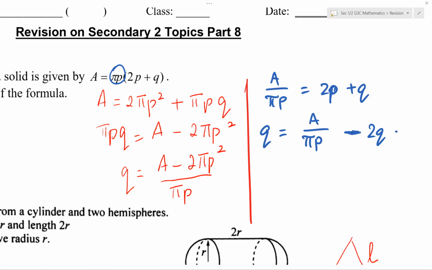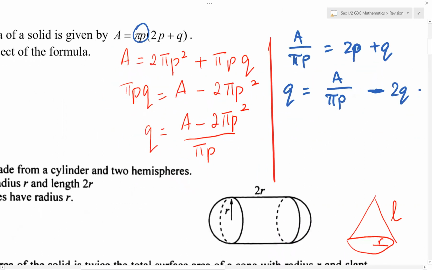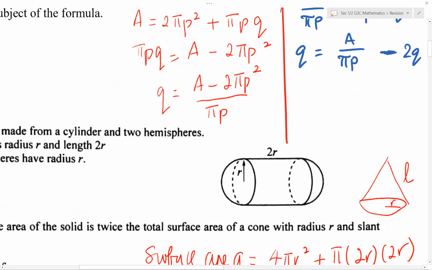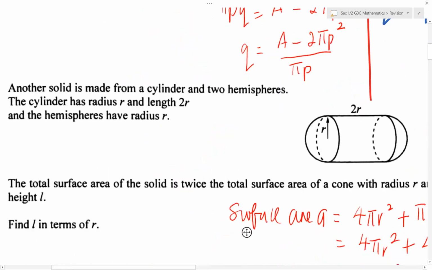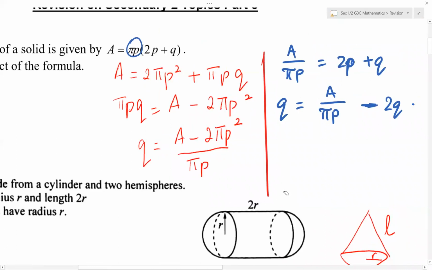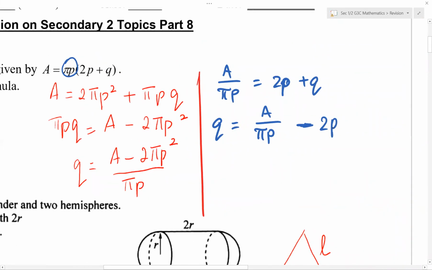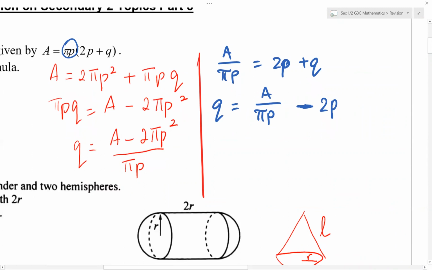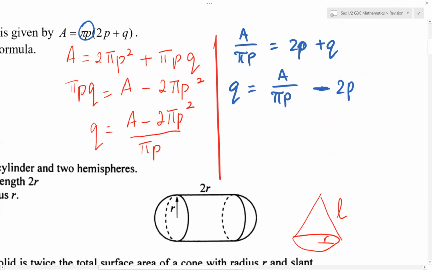Okay, so next one. Sorry, it's minus 2P. Like this, okay? It cannot have P, cannot have Q on both sides. Then that's not making Q the subject already. Okay, next one.